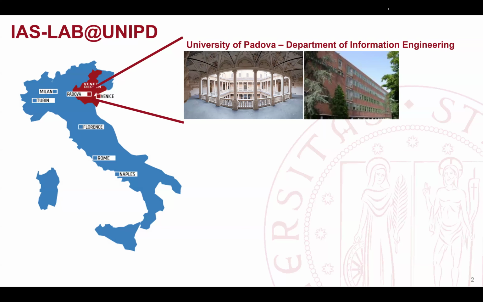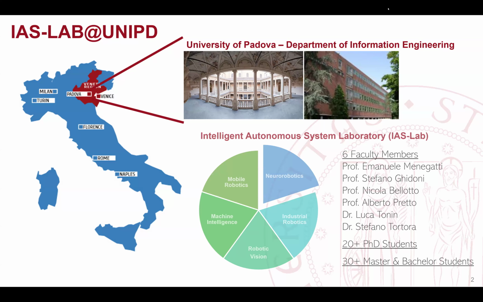Actually, within the Department of Information Engineering, I belong to a big research group which belongs to the Intelligent Autonomous Systems Laboratory, which consists of 6 faculty members covering different areas and aspects of intelligent agents and intelligent robotics. The very first areas born in this laboratory were related to mobile robotics, industrial robotics, and then more recently, robotic vision and machine intelligence.